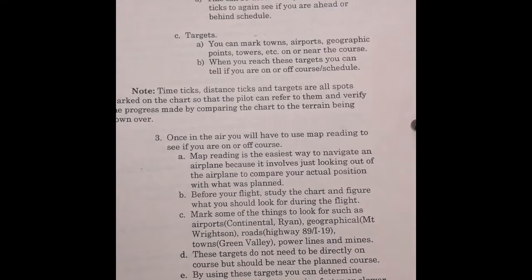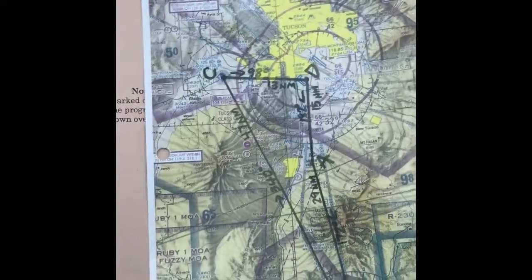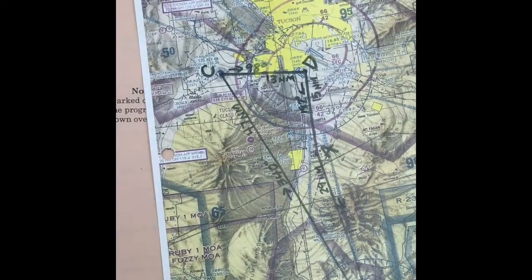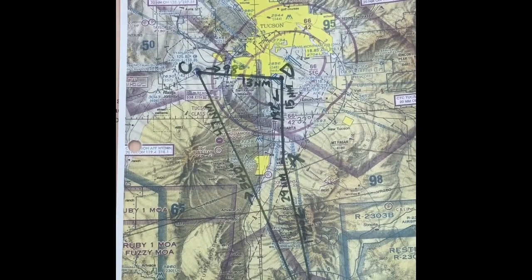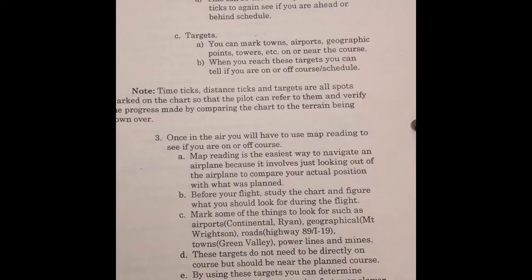So once you're in the air, you will have to use your map reading to see if you are on or off course. You will actually be taking this on the flight, and your pilot will be asking you, are we on course or are we off course? And this is how you're going to know. So map reading is definitely the easiest way to navigate an airplane because it involves just looking out of the airplane to compare your actual position with what was planned.